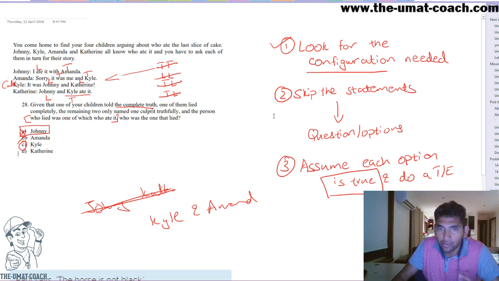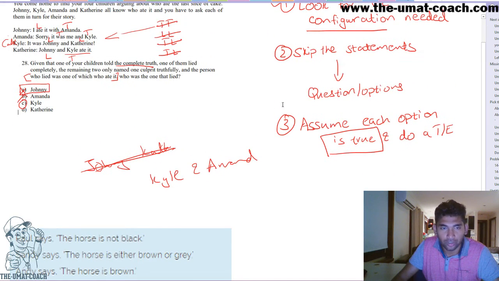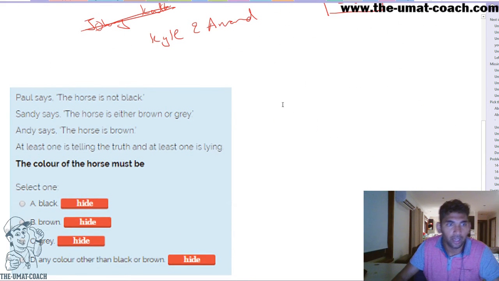Again, remember all these questions are quite straightforward in the sense that they have the same layout. So always look for the configuration, skip to the question options, assume each option is true, and then do trial and error. We can do the same thing for this question as well. We know that statements are given and we know that at least one of them is telling the truth and one of them is lying. So we need a true statement and we need a false statement. One of them is lying, and the other one can be either true or false.